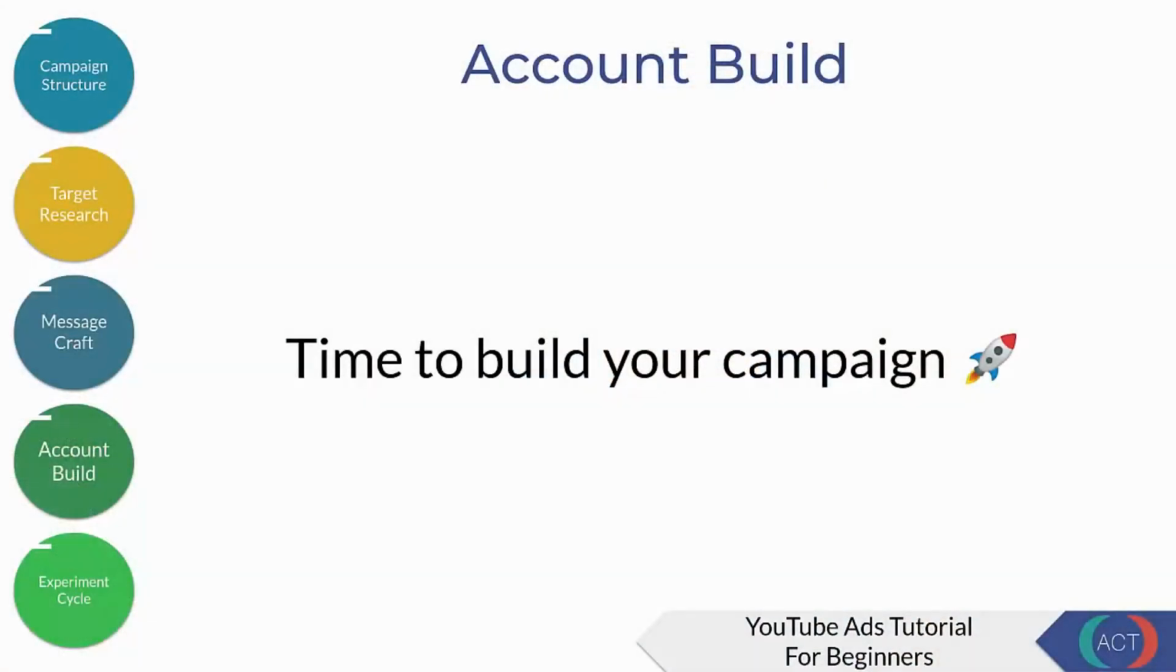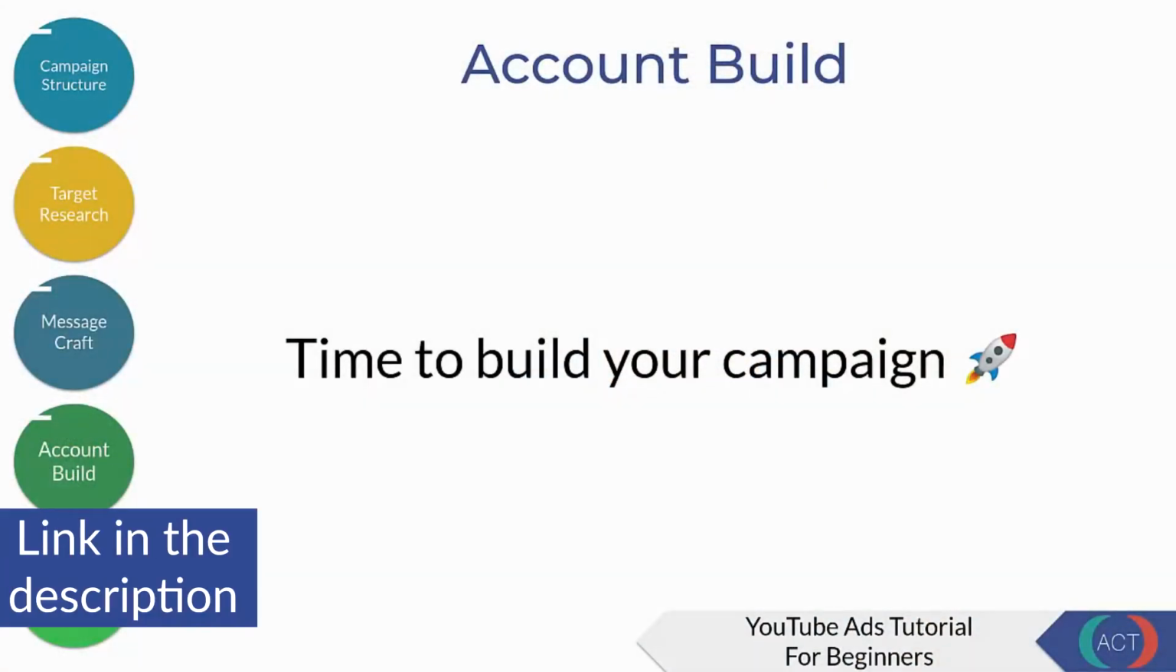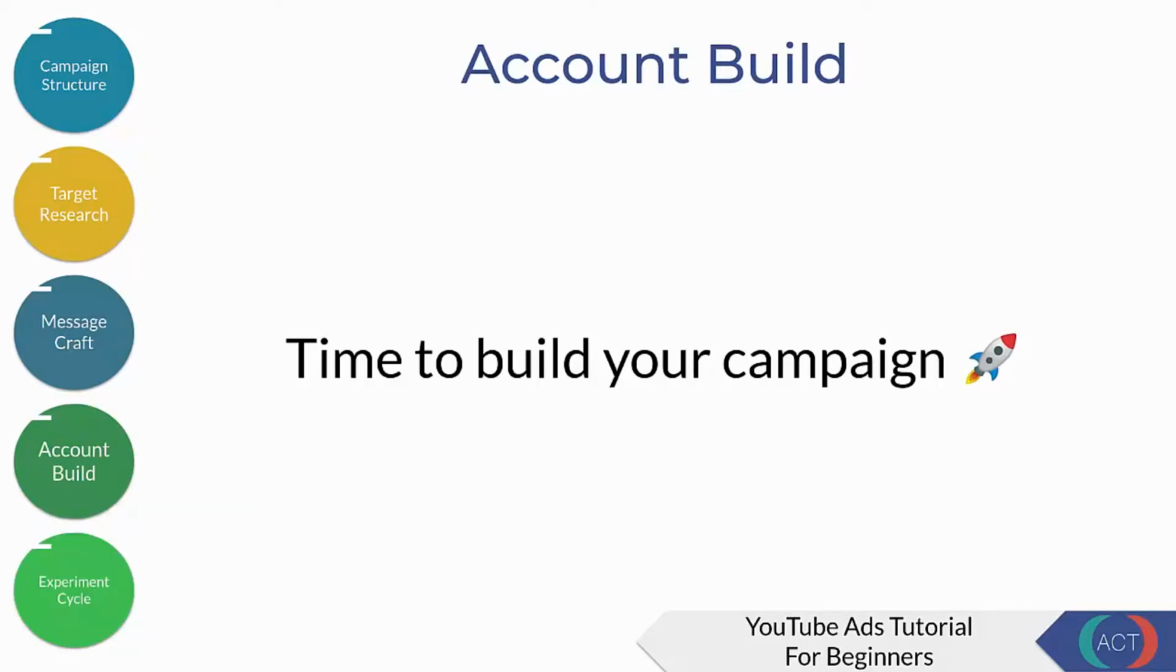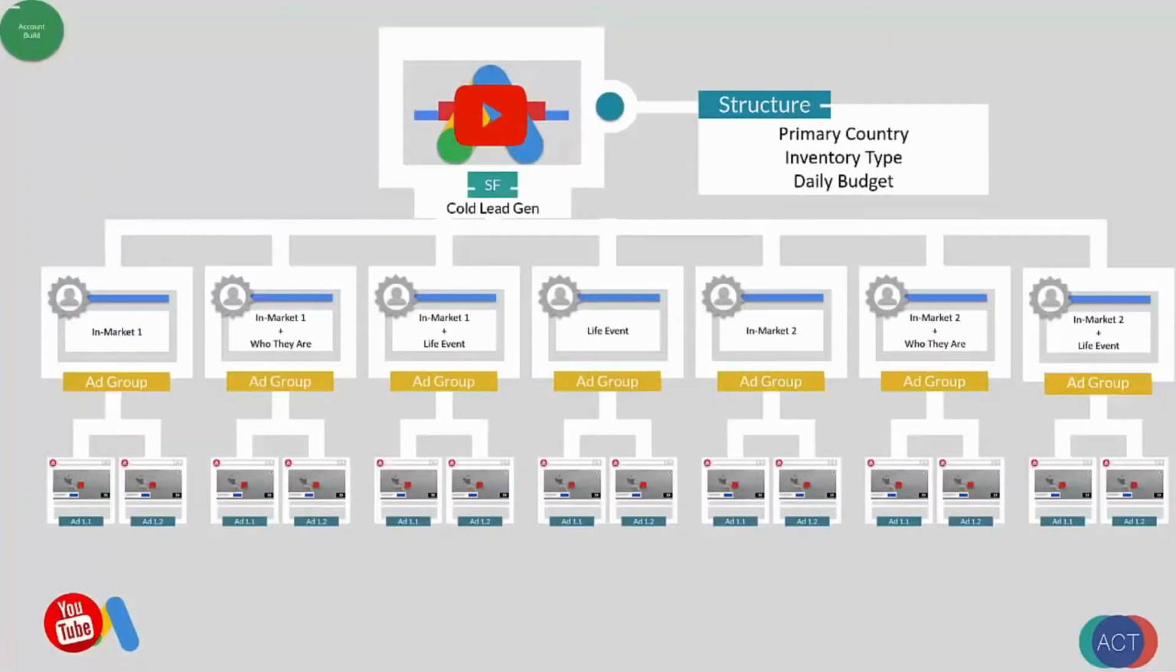And with that, we're finally ready to put together our account. Again, timestamp table of contents in the description, because we are going to be going click by click exactly how to set up your conversion campaign. Now let's revisit our diagram to go over exactly what we're going to be putting together in the Google Ads interface. So first, we're going to create our campaign. We're going to set what our country and inventory and budget's going to be.